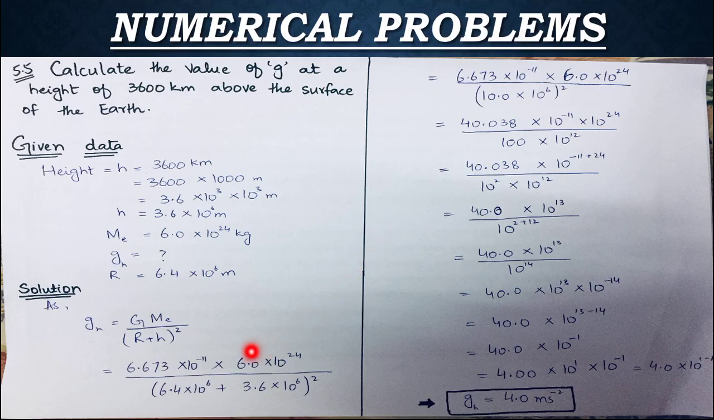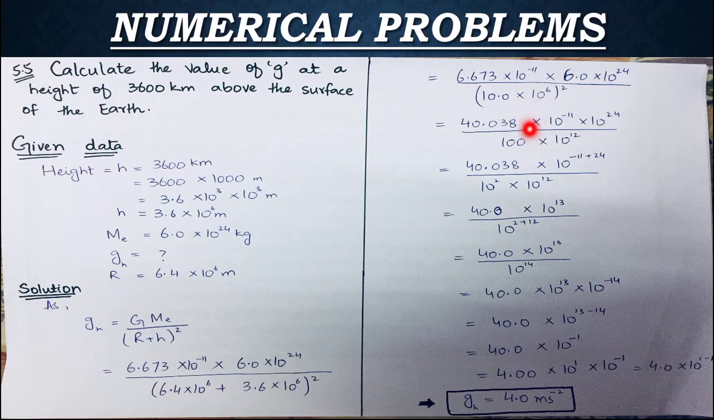Clear? So here, as you can see, it's 6.4 multiplied by 10 raised to the power 6 plus 3.6 multiplied by 10 raised to the power 6, which will be equal to 10.0, and 10 raised to the power 6 will be written once. Clear? Let's say we have an example of apples. 4 apples plus 2 apples will be written as 6 apples. It cannot be written as 6 apples square. Clear? So if we are adding the 10 raised to the power 6, the power will be written once.